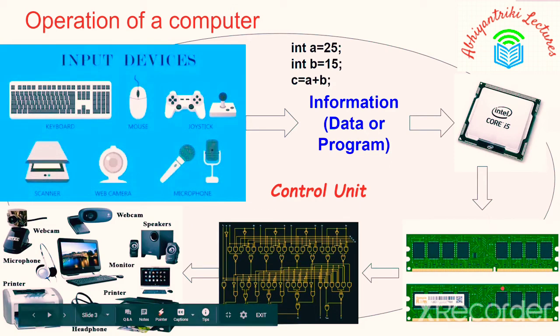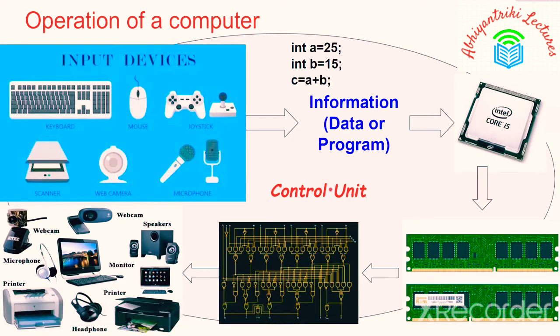Read the data from the memory or write data into the memory. So the control unit's job is to generate timing signals. By generating timing signals, it controls the entire operation.